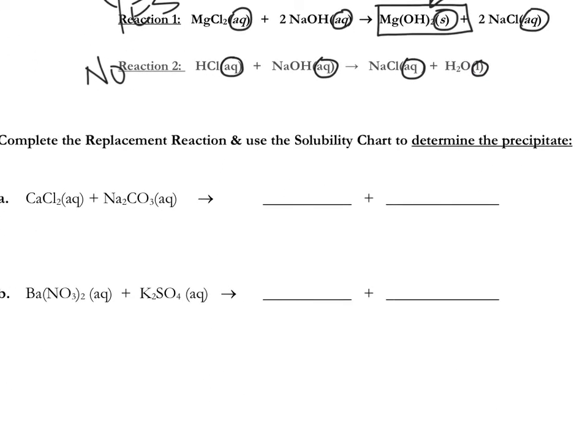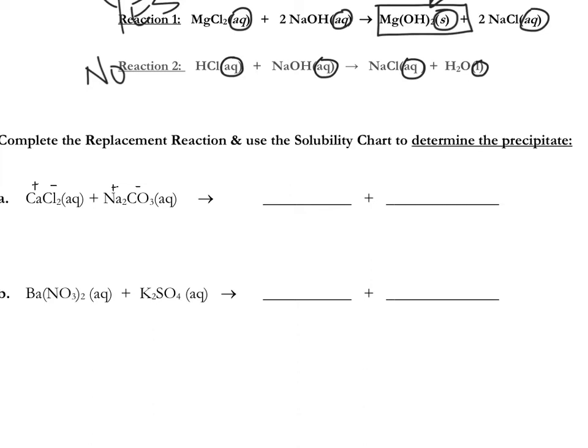All right, complete the replacement reaction and use the solubility chart. Okay, so I've got calcium chloride and sodium carbonate. Calcium is the positive ion. Chlorine is the negative ion. Sodium is a positive ion. Carbonate, my polyatomic, is negative. So two positives will never bond together. Two negatives will never bond together.